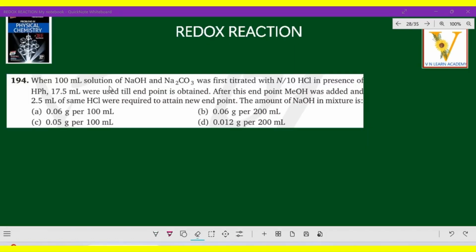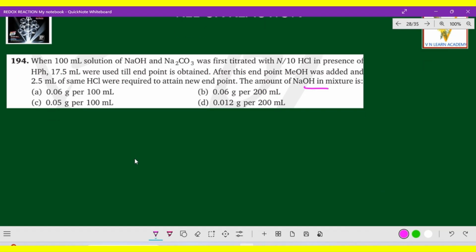Next question: when 100 ml of a solution of sodium hydroxide and sodium carbonate was first titrated with N by 10 HCl in the presence of phenolphthalein indicator, 17.5 ml were used till the end point was obtained. After this end point, methyl orange was added and 2.5 ml of the same HCl were required to attain the end point. Now, the amount of NaOH, here it is actually the mass of NaOH they are asking in the question. Come on, let us check.